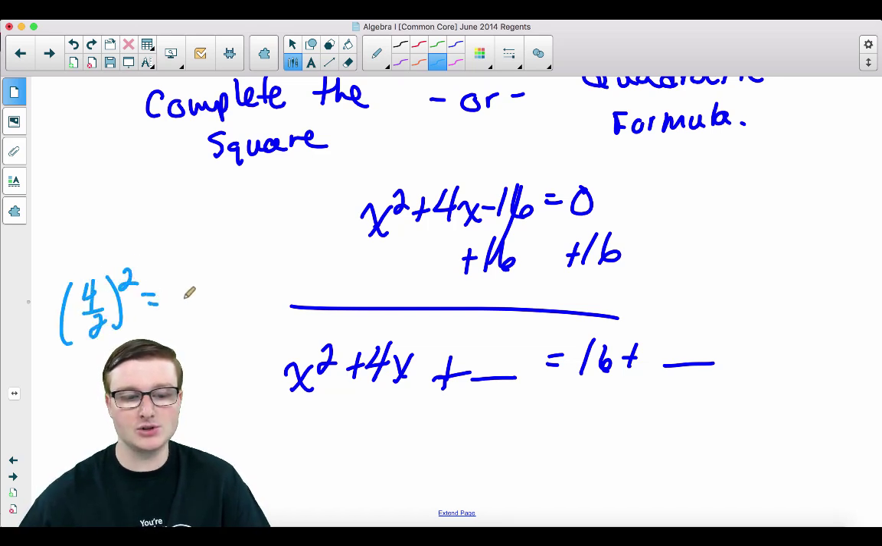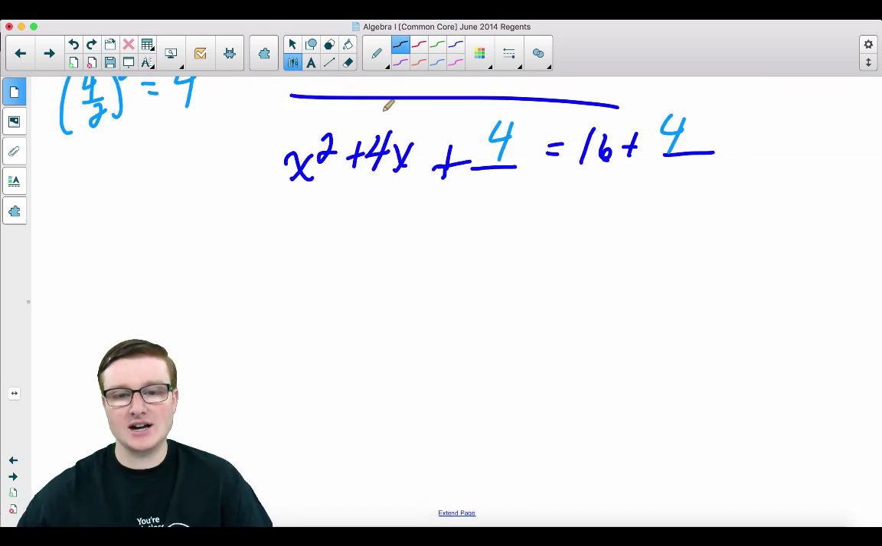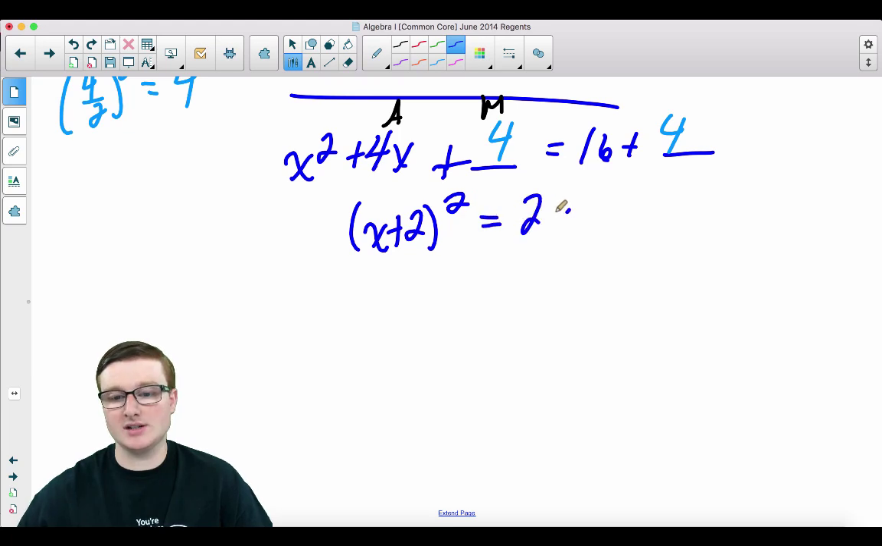So we get 4 over 2 squared. That's going to be 4. Plug in a 4, plug in a 4. All right? So now we can factor. What adds to 4 and multiplies to give you positive 4? That will be x plus 2 squared is equal to 20.